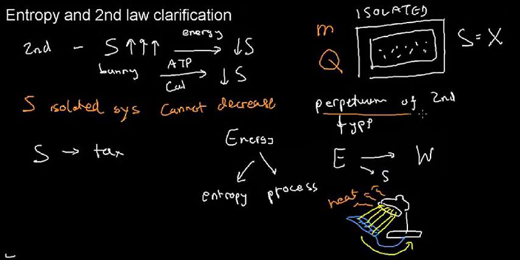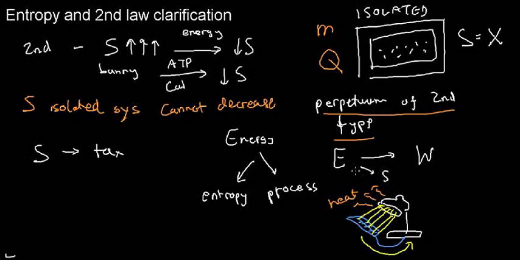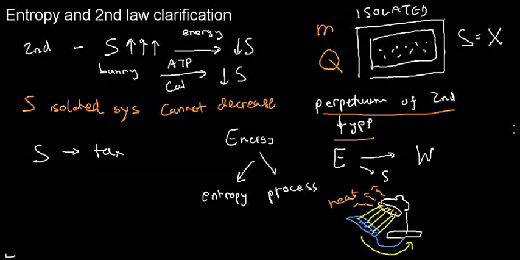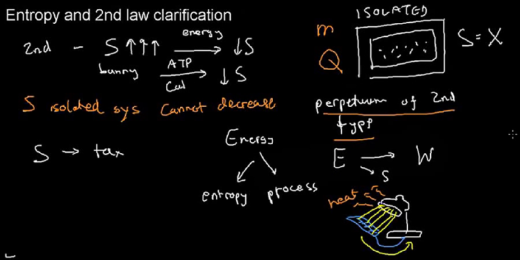So this is the idea of the perpetual mobile of the second type. I'm always going to have to lose some energy. I can't take all my energy and fully turn it into work. That's the idea. Hopefully I've explained it. But if you don't understand it, it's not super important, as much as the other ideas that relate to entropy. So we're going to talk a little bit about Gibbs free energy.